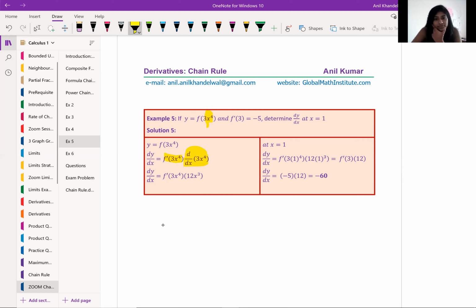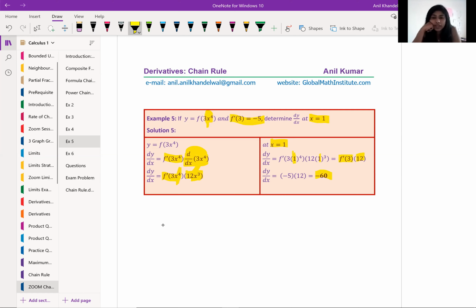So derivative of inside function is 12x cubed. 4 times 3 is 12. 4 minus 1 is 3. So 12x cubed. So now you get derivative of the function 3x to the power of 4 times 12x cubed. You can substitute x equals to 1, and once you do that, at x equals to 1, this becomes f dash of 3, correct? So this is x equals to 1, and that becomes 12. So you just multiply 12 by f dash of 3. The value of f dash of 3 is given to you, and you get your answer.